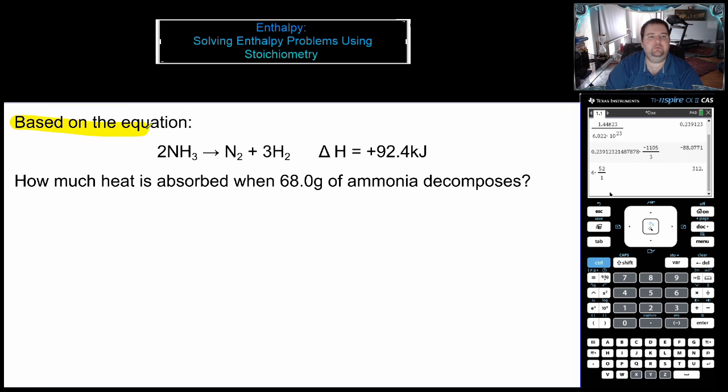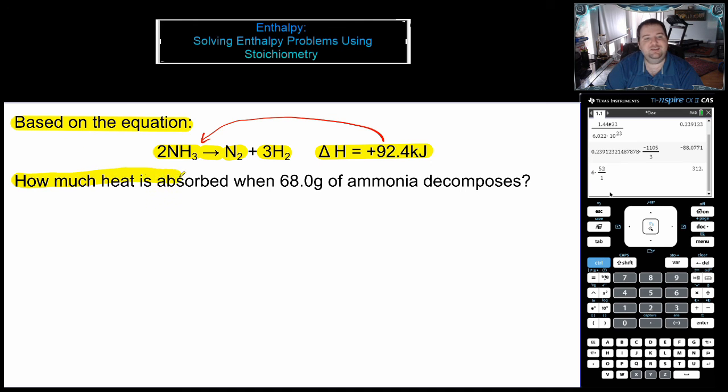Okay, based on this equation, we have 2 moles of ammonia breaking down into nitrogen gas and 3 moles of hydrogen gas. And lucky us, they're giving us the change in enthalpy, which is positive 92.4 kilojoules, which means that this is an endothermic reaction, and therefore we know by default that this energy would be on this side of the equation. I'm not sure if that's going to be useful yet, because we should probably read the question.